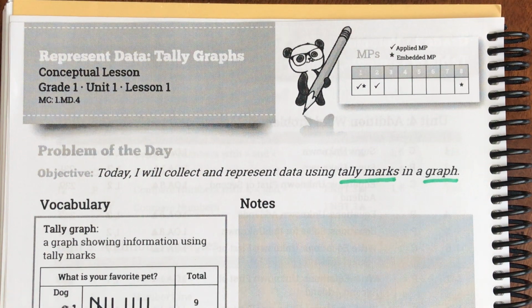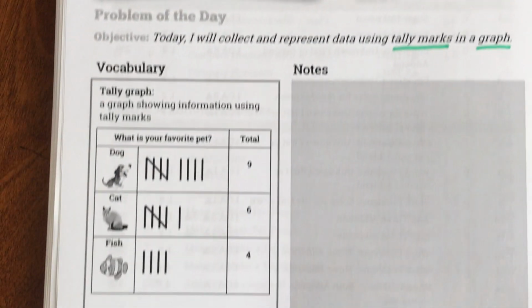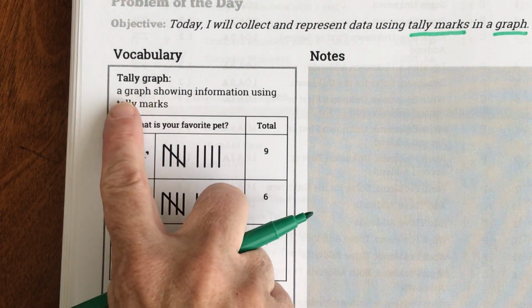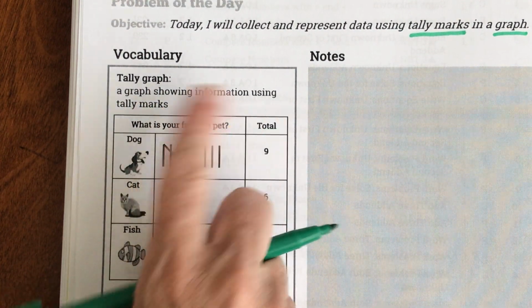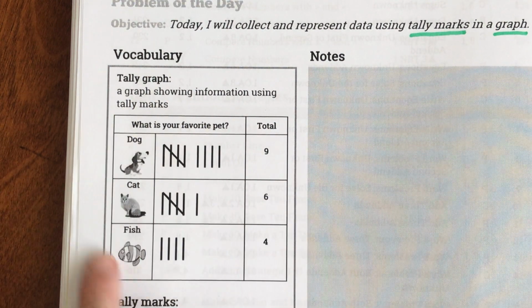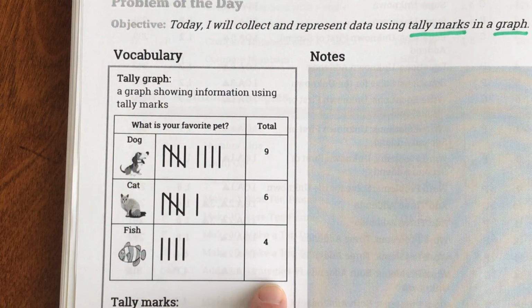Okay, so let's look at in our vocabulary, what are these tally marks in a graph? So here it says a tally graph, a graph showing information using tally marks. So this is the graph, the whole thing's the graph, and a graph is a way to represent data, to show information. And it usually is used because it shows information in a really nice, easy way to understand.